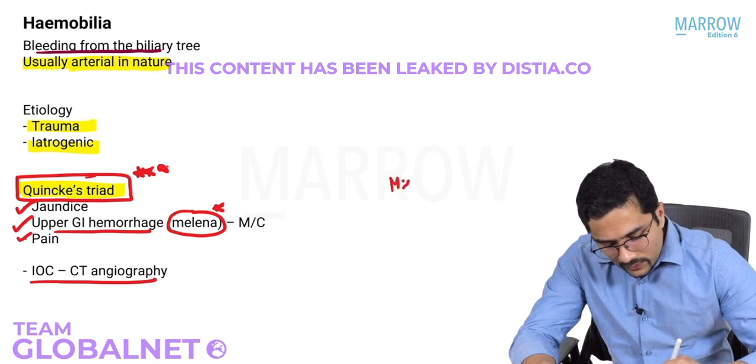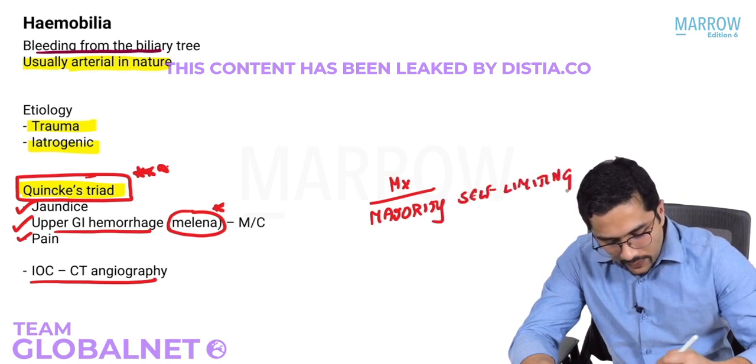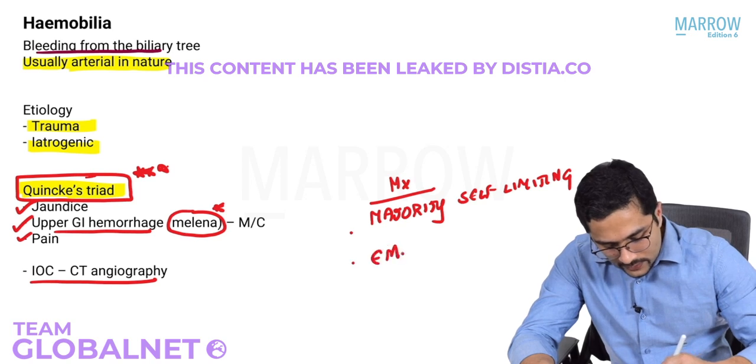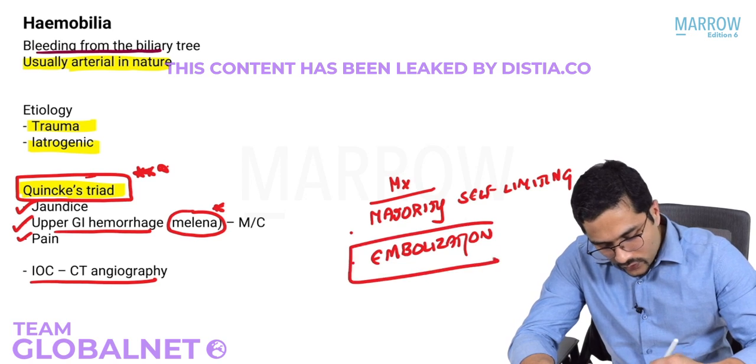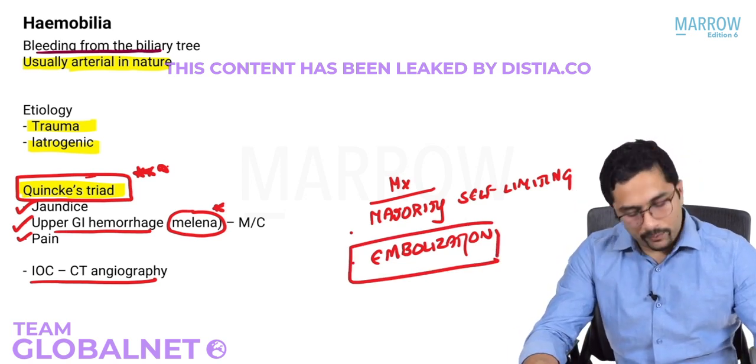The management, majority of the times it is self-limiting. But embolization can be carried out. If it is not getting controlled, then embolization can be done and the bleeding can be stopped.